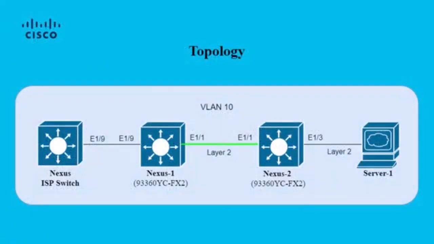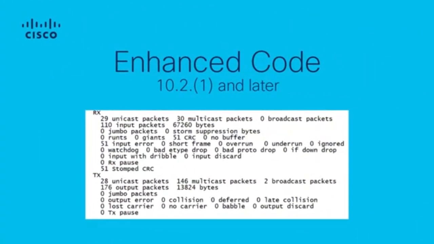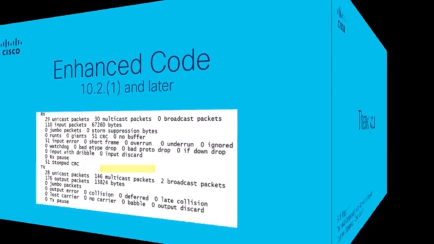Based on this, we have isolated the issue to this link, and we now know that we need to replace either the fiber between these switches or the transceiver in one of them. One last thing to note here. In the newer Nexus codes beginning in 10.2.1, the output of show interface has been enhanced to include stomped CRC counters here, easing CRC troubleshooting by making the dive into the hardware interface mappings and ASIC counters unnecessary.